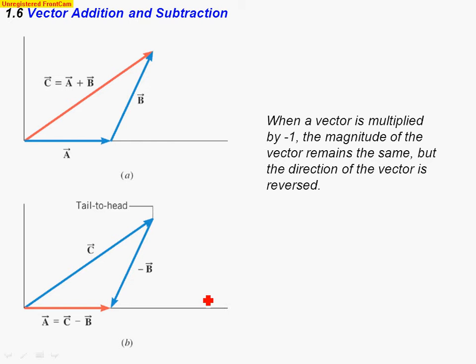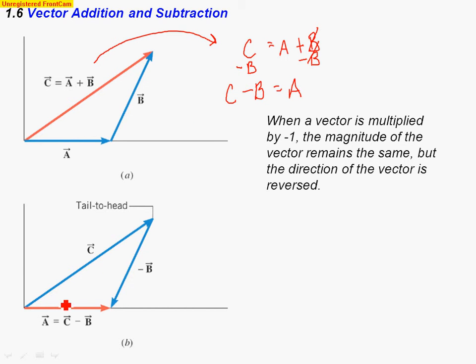Okay, so if we want to subtract B, that's the same thing as saying A plus negative B. Here they're actually just rearranging this equation. If we take this equation, we can say C equals A plus B. So we can subtract B from both sides, it cancels out over here, and we get C minus B equals A.